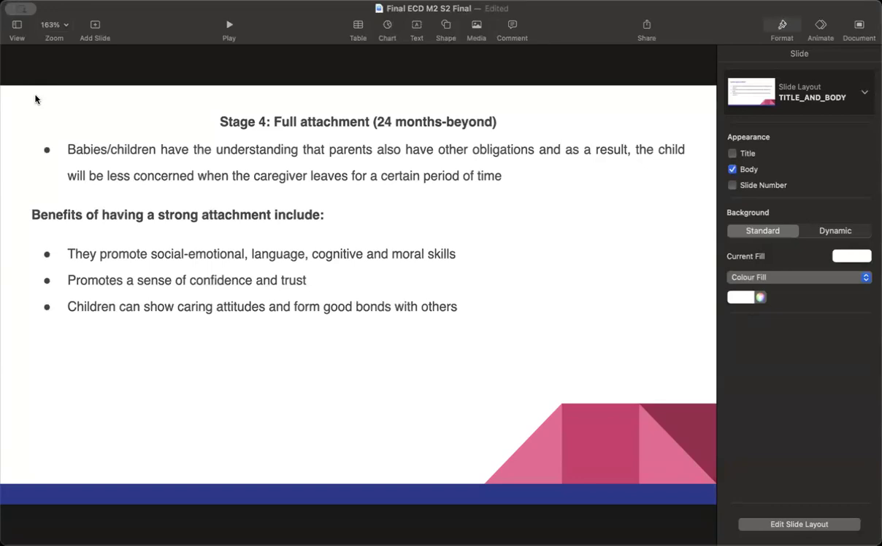So the benefits of having strong attachment, what we're talking about here is that you need to become that child's favorite person. You need to become that child's familiar face. The benefit of that is that it will promote social, emotional, language, cognitive, and moral skills. The child will be able to learn better. He will engage with everybody in the class better.